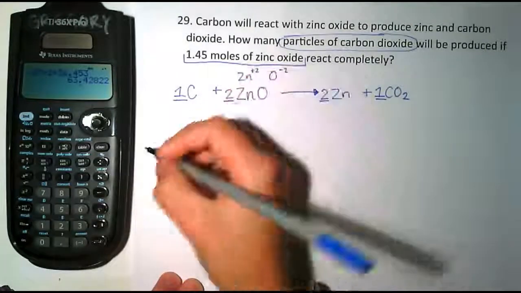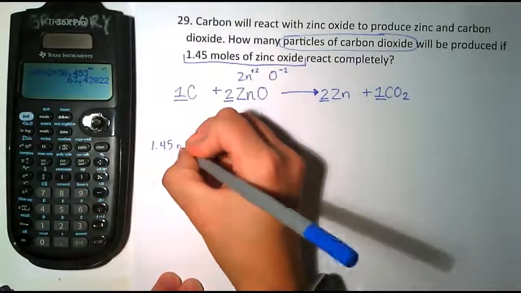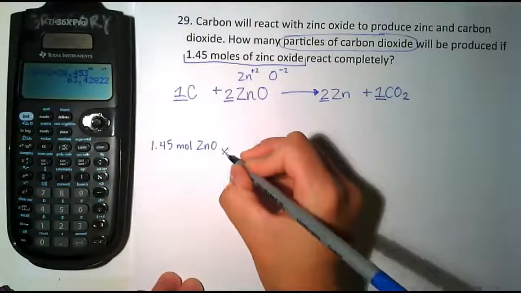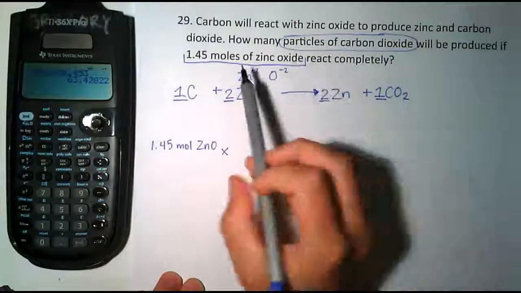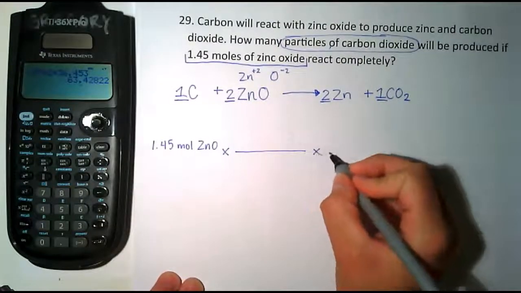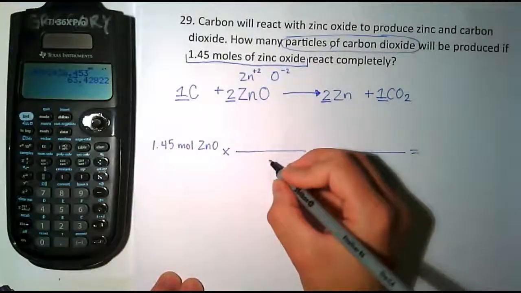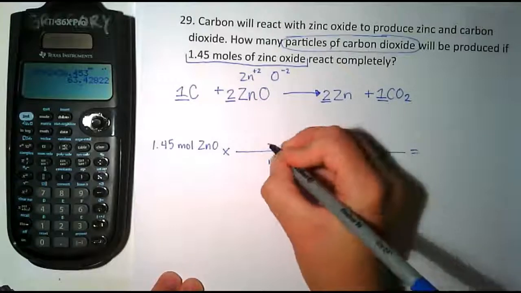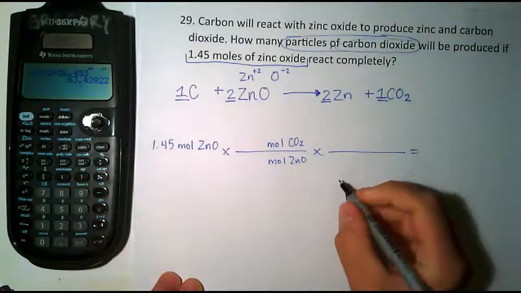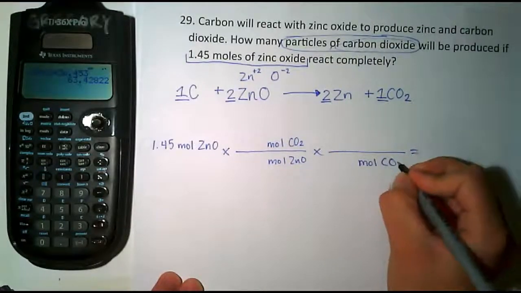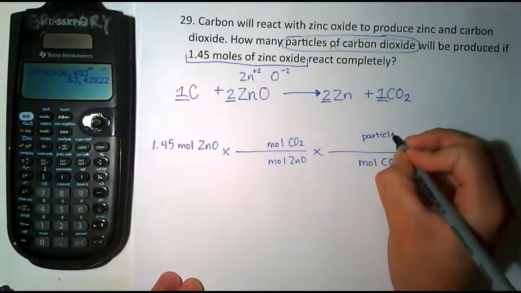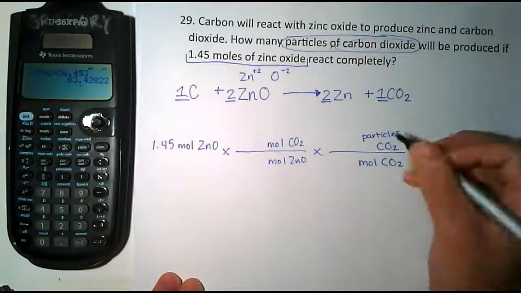So now let's take that given value, 1.45 moles of zinc oxide, and we are going to multiply by some number of conversion factors. We're going from moles of one thing to particles of another, so that's going to be 2 steps. The first step is going to take moles of ZnO to moles of our new thing, moles of carbon dioxide, CO2. And our second step is going to take moles of CO2 to particles of CO2. Remember, there's no abbreviation for particles. Just got to write it out, particles of CO2.